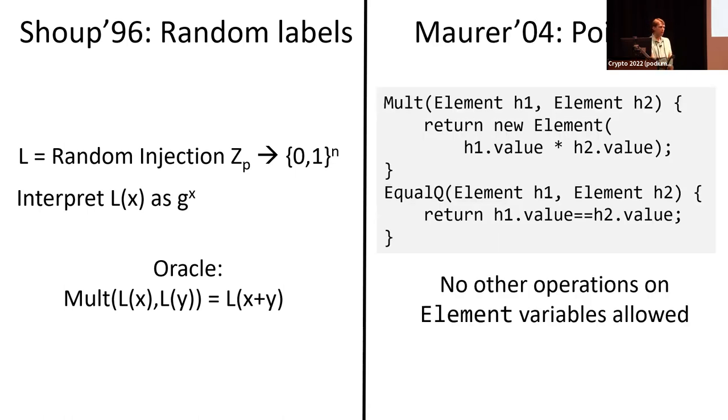Okay, the other model is Maurer's model. Instead of using labels, this uses pointers or handles. There are different interpretations of Maurer's model, but the way I like to think about it is as a strong type system. There is an element data type, which contains a value, namely the exponent for the group. The adversary and all algorithms are restricted to just being able to multiply group elements through an explicit multiplication procedure, and also test equality of group elements. No other operations on these element variables are allowed except multiplication and equality testing.